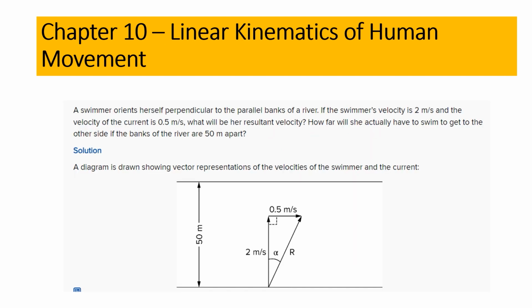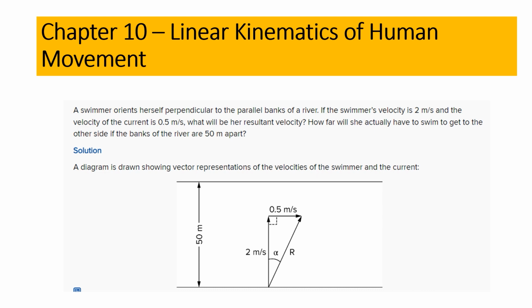Okay, now another question. We have a swimmer who orients herself perpendicular to the parallel banks. So this is the river. You have bank 1 and bank 2. It's going from this point to that point. If the swimmer velocity is 2 meters per second and the velocity of the current is 0.5 meters per second, what will be her resultant velocity? Also, how far will she actually have to swim to get to the other side of the bank if the distance between the two is 50 meters? So let's take another 5 minutes and see if you can check that.